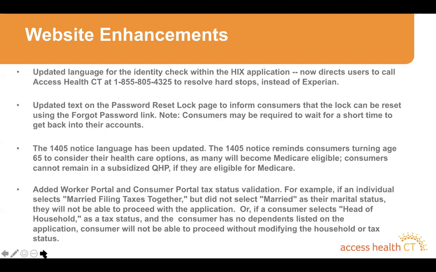Okay. In addition to the responsive aspect of the release, there were a few other tickets worth noting. Some of these affected the worker portal as well as the consumer portal. One was a text change for the identity check. The text in the consumer portal used to direct those with an identity hard stop to call Experian, the credit reporting agency. That text has been changed so that it now directs the consumer to the call center. It will no longer direct the consumer to call Experian.